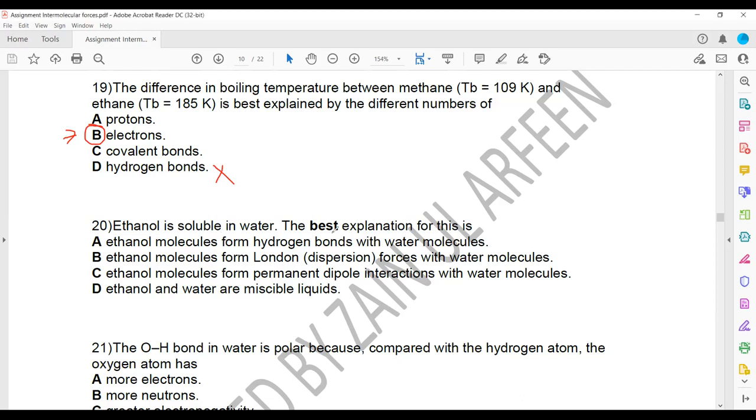Then, ethanol is soluble in water, it dissolves in water. What is the best explanation for this? So why can ethanol or alcohol dissolve in water? Because ethanol molecules form hydrogen bonds with water, they have identical types of bonds, so they can form hydrogen bonds. That's why ethanol will dissolve in water, or it will be miscible or mixed with water.